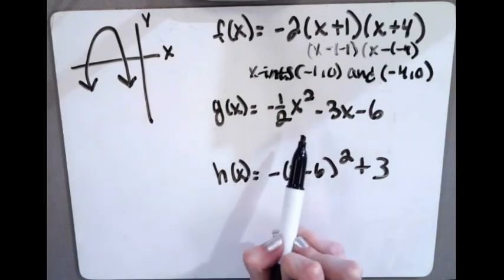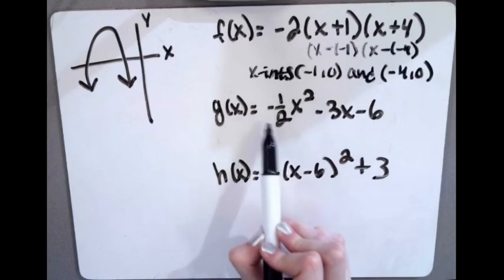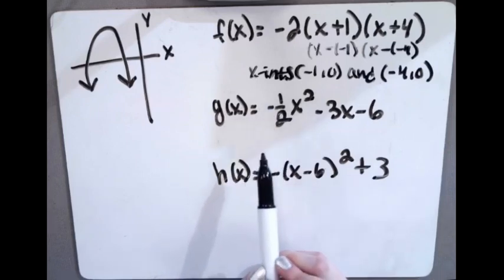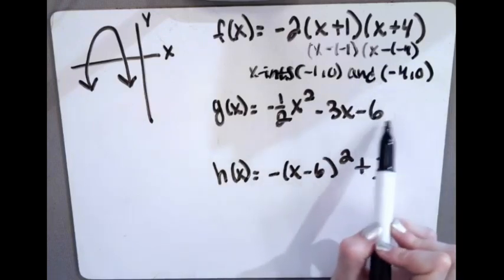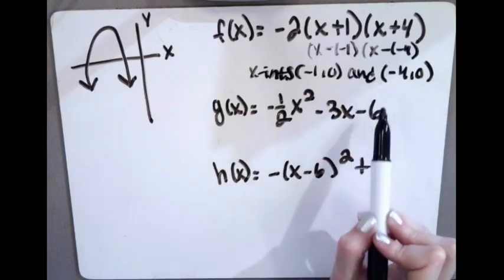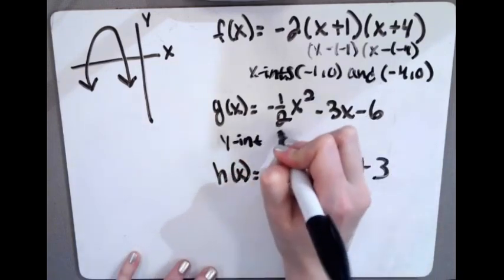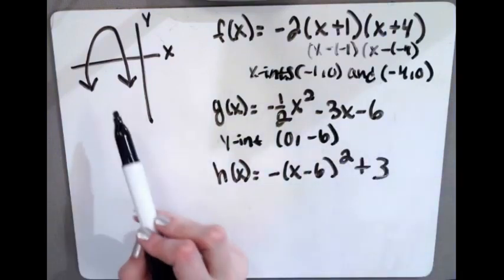Let's look at g of x, our general form equation. First off, we've got a negative a value in the front, so that's a good sign. This graph is going to open down. In general form, we can see our y-intercept, and it is whatever our last number is on the end here. So this function will have a y-intercept of (0, negative 6). Let's see if that could be true of this graph.